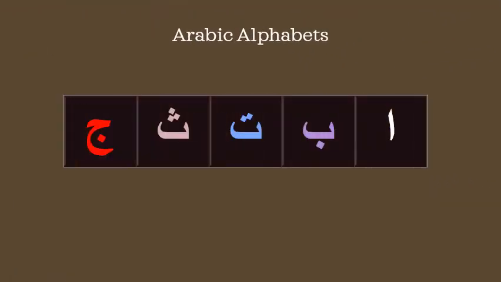Now, let us zoom in and focus on the first 5 letters of the Arabic alphabet. And they are Alif, Ba, Ta, Tha.